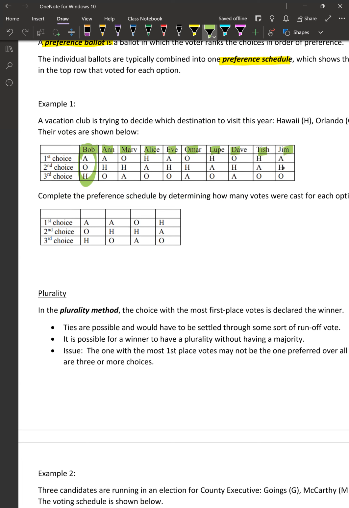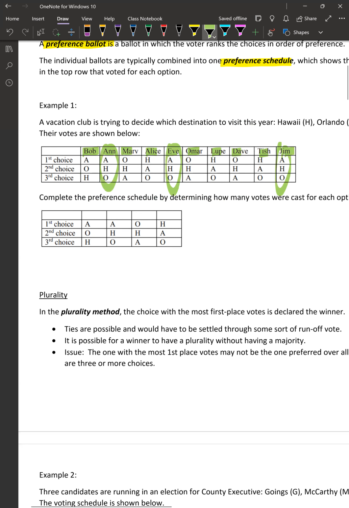What about Anne? She had AHO. Anyone else had that? Oh yeah, so here's Eve also had that same preference. Jim did too, and I think those were the only 3. So those 3 people had the same preference ballot, right?